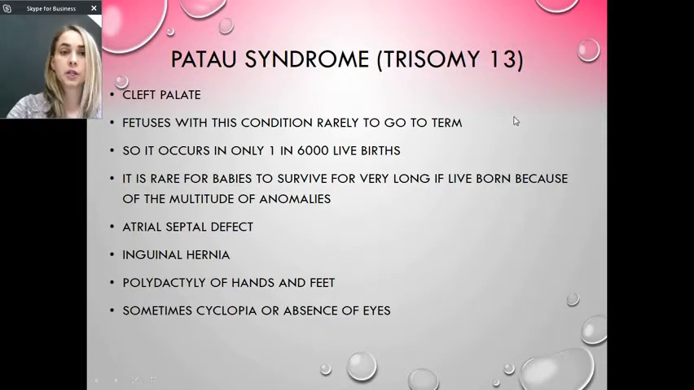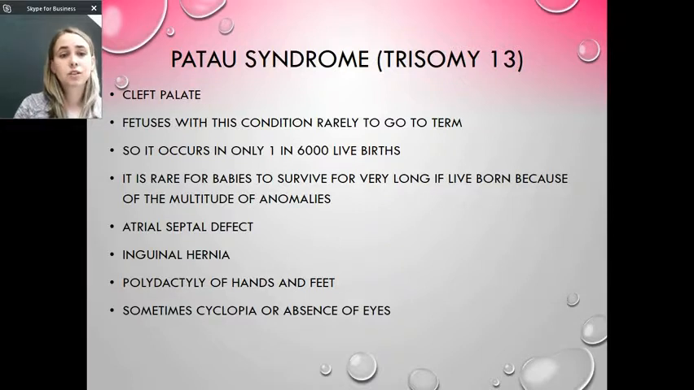Fetuses with trisomy 13 rarely go to term, which means when they say go to term, they mean a full term pregnancy that's resulting in a live birth. So that means that if you are pregnant and the baby happens to have trisomy 13, chances are very, very, very high that you will end up having a miscarriage as a result, because the condition is not compatible with life. And there is nothing that anybody can do to prevent that or fix it or stop it.